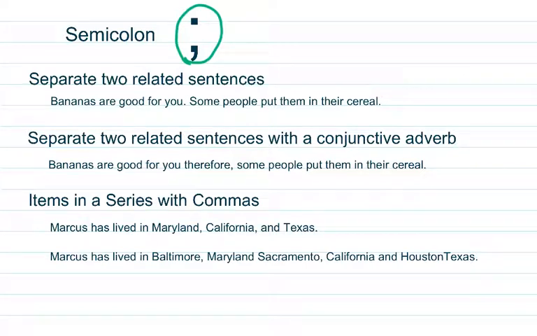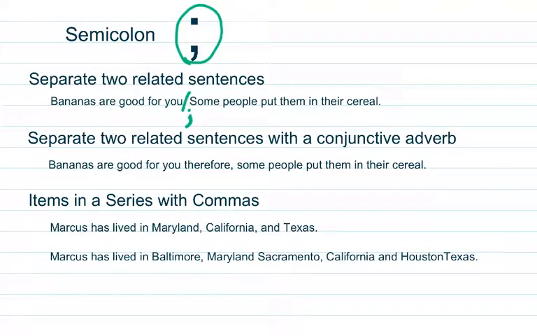So one way that we use the semicolon is to separate two related sentences. For example, bananas are good for you. Some people put them in their cereal. So you could separate these two sentences with a period and it's fine. But if you don't want it to be short and choppy and you want to tie them together a little better, then we can cross out that period and put a semicolon there.